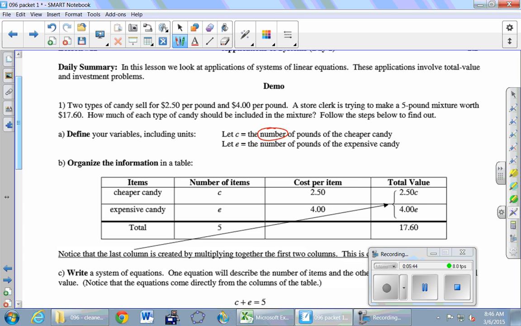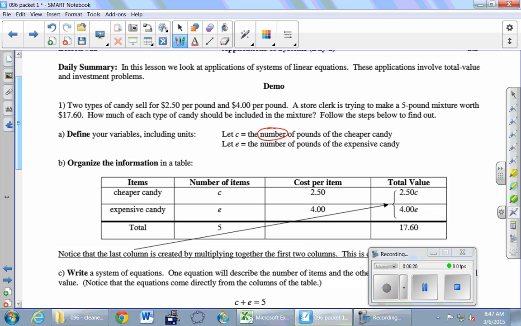That column is usually the easiest to fill in. And then we get to the last column, which is the total value. Now again, if I said we're doing all expensive stuff, all 5 pounds, what do we do? Find the value of that 5 pound bag. Multiply the 5 pounds of expensive candy times the $4 per pound, right? But we don't have 5 pounds of expensive candy. We have E pounds of expensive candy. So we're going to multiply the E times the $4 per pound. And that's what it says right there. 4 times E. It's like the 4 times 5, right? So 4E is the value of the expensive part of this bag of candy. And 2.50 times C is the value of the cheaper part of this candy.